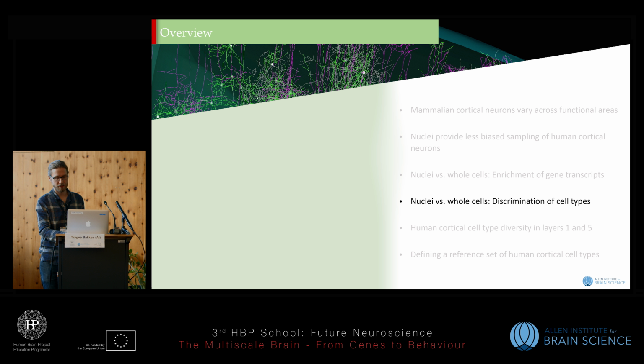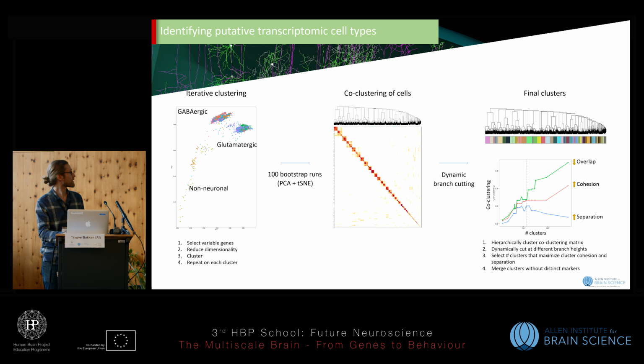So really, at the end of the day, we want to know, can we discriminate different cell types using information from whole cells and nuclei? Again, I'll go through this a little quickly because it's already been introduced, but the general strategy for clustering is selecting variable genes, reducing the dimensionality, and then clustering that data, and then doing this iteratively, where you take subsets of those cells and find new sets of variable genes and cluster those in turn. We can do this with different subsets of the data to really find out the robustness of these clusters.